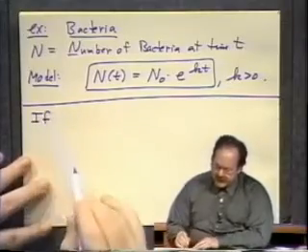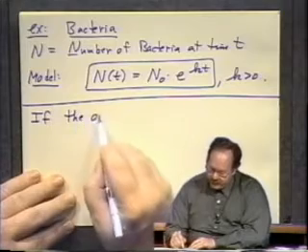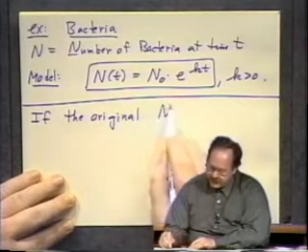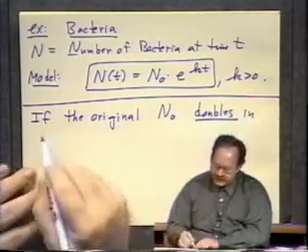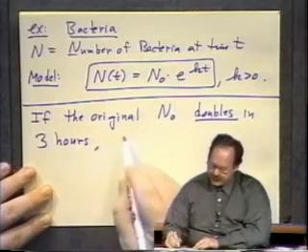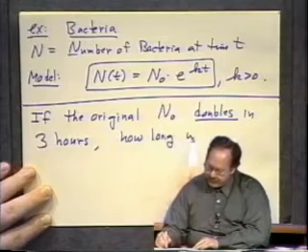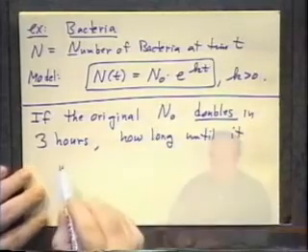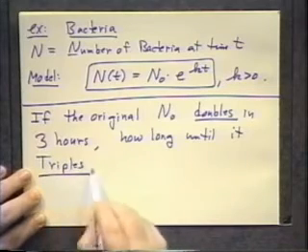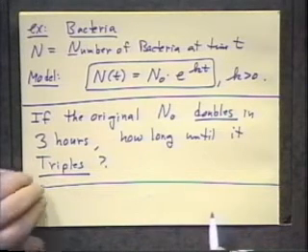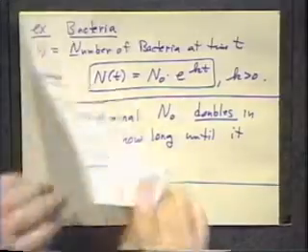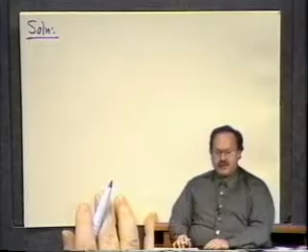Now, here's a question one might answer based on this. If the original amount of bacteria, if the original n sub 0 doubles, if you've watched it and you've seen it double in 3 hours, how long might it be until it triples? Okay, you've seen it double. Now you want to know how long will it be until it triples. Well, this will force us to answer a couple of questions and use the information that we've got. And this solution will mimic the kind of solutions that all of these exponential model problems will have.